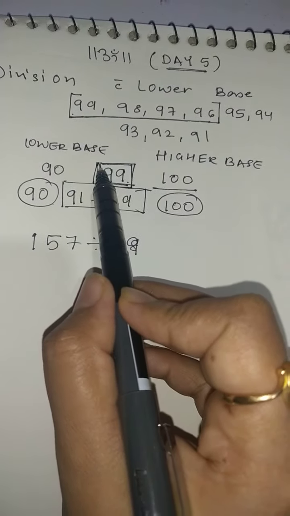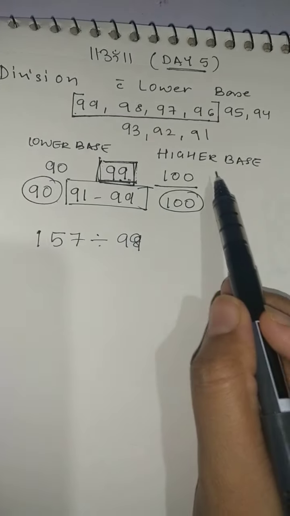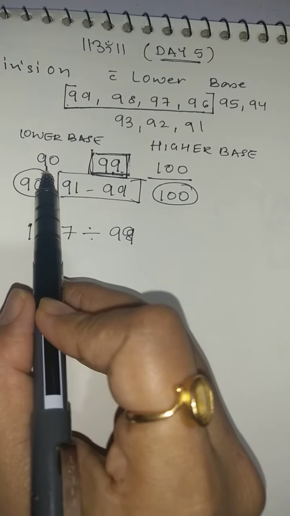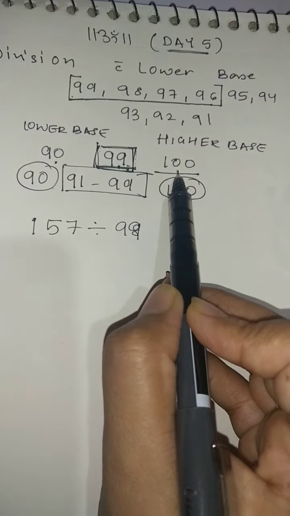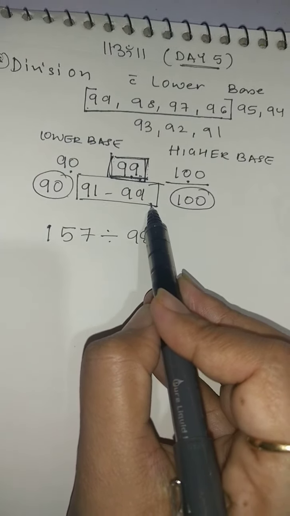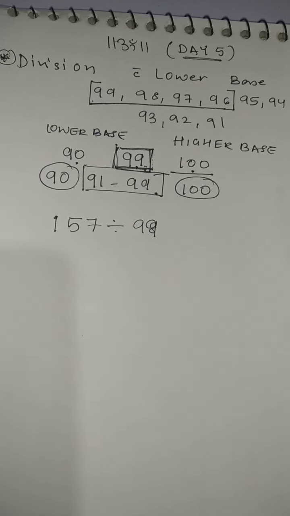Let me take a number 99. Any number will have a lower base and a higher base. The lower base of 99 is 90 and the higher base of 99 is 100. Similarly, for any number between 91 to 99, the lower base will be 90 and the higher base will be 100.